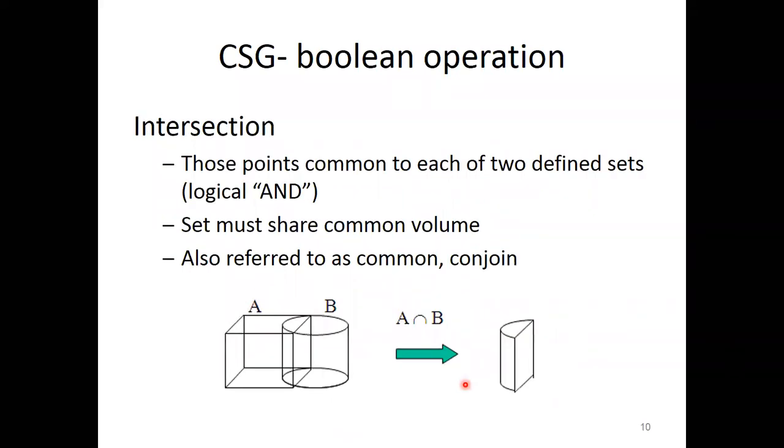Next, intersection. What is intersection? The common volume, the common 3D object, will be shown. This is the logical AND operation, solid A, solid B. If you do intersection, only this much is common. This is common, and that will be the result. If you do the intersection operation, this will be the solid created.